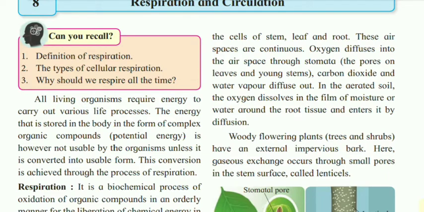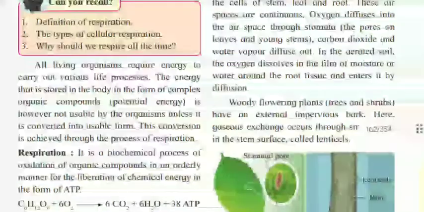In the aerated soil, the oxygen dissolves in the film of moisture or water around the root tissue and enters it by diffusion. Woody flowering plants, trees, and shrubs have an external impervious bark. Here, gaseous exchange occurs through small pores in the stem surface called lenticels.